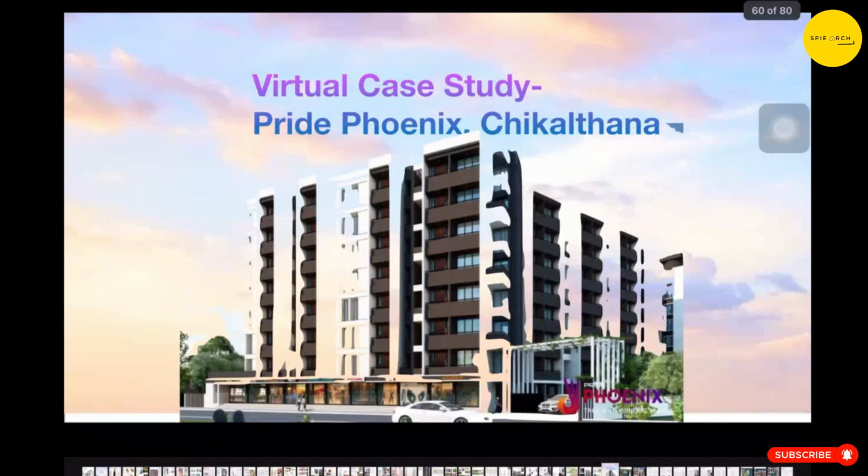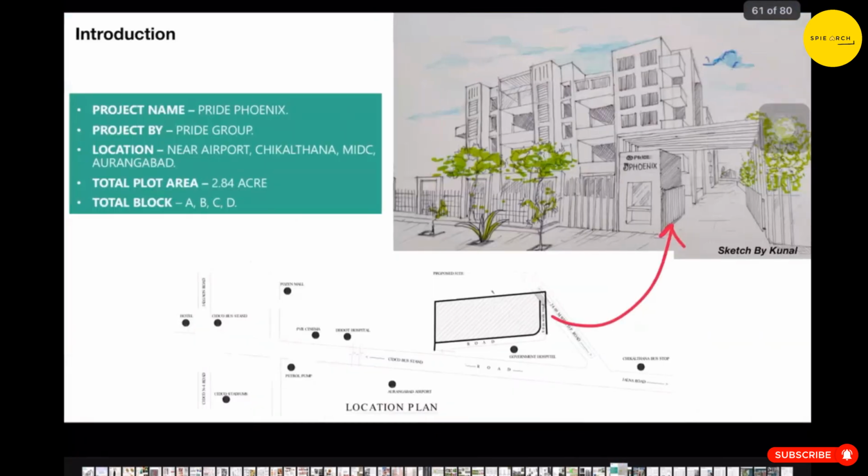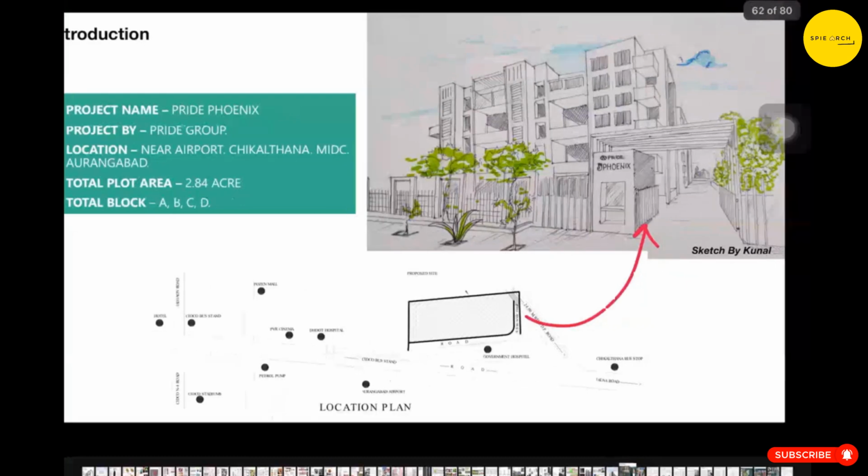Me and Parth are going to explain the virtual case study on the project Pride Phoenix by the Pride Group, which is located near the airport, Chikalthana MIDC in Aurangabad. The total plot area of this site is 2.84 acres. On this site, there are 4 main building blocks: A, B, C, and D.